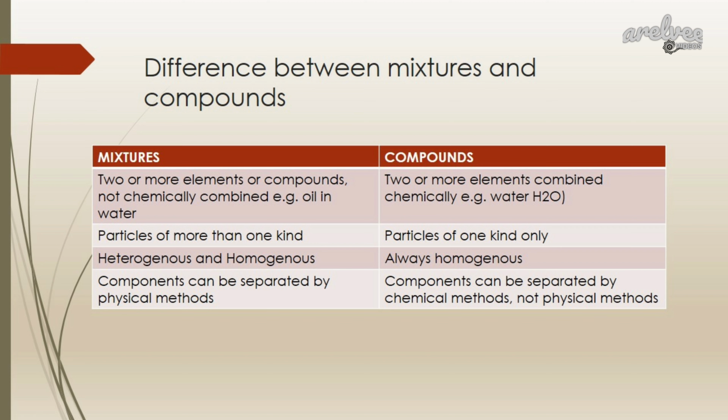Now, let us differentiate between mixtures and compounds. In mixtures, there are two or more elements or compounds not chemically combined, example, oil in water. In compounds, there are two or more elements combined chemically, example, hydrogen and oxygen, also known as water. In mixtures, there are particles of more than one kind, while in compounds, particles of one kind only. In mixtures, heterogeneous and homogeneous types are present, while in compounds, only homogeneous is always present.